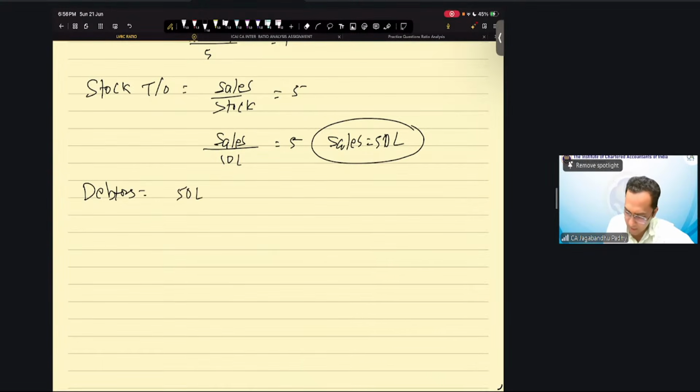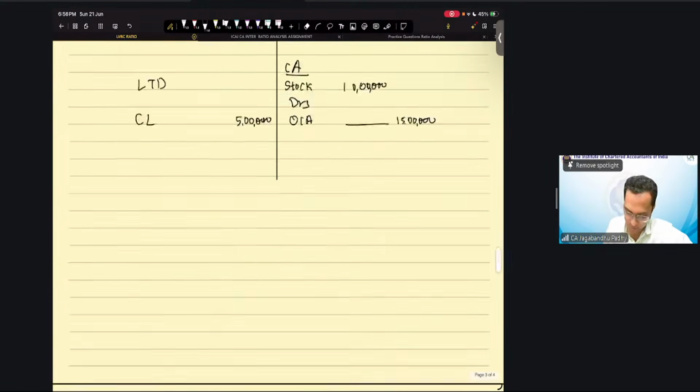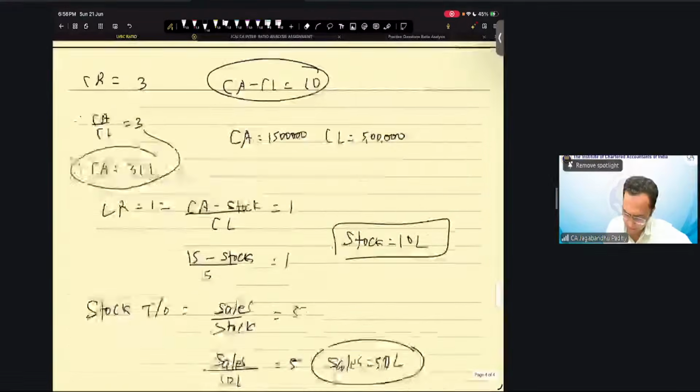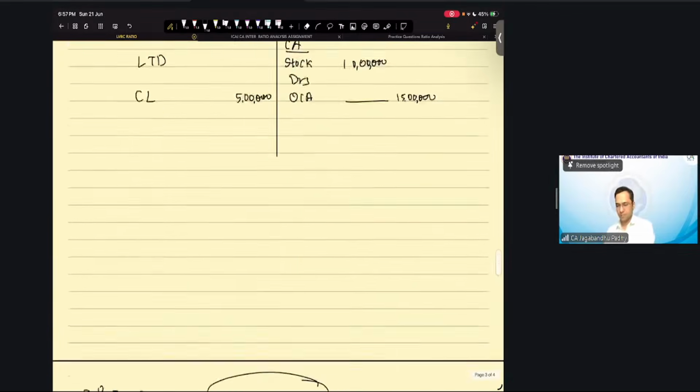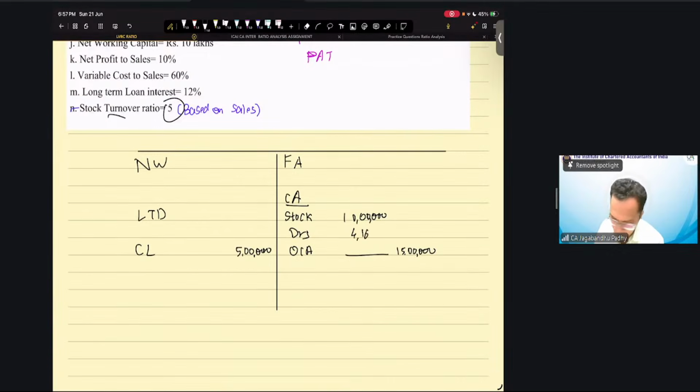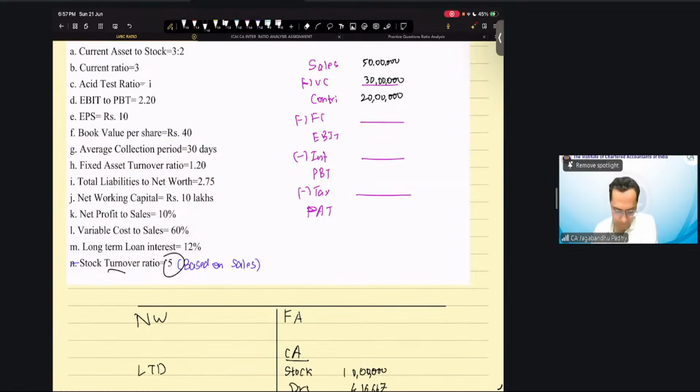Debtors will be 50 lakh into 30 days. The question says to assume 360 days. Yes. So into 30 by 360. How much is the debtors? 50 into 30 by 360. Debtors is 4 lakh 16,667. Are we getting this? That is the value of debtors. And 83,333 is the other current assets, the balancing figure.